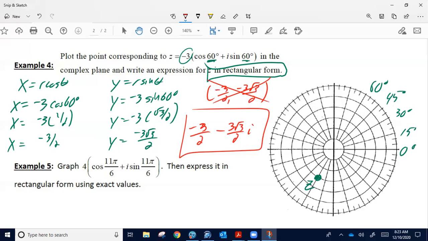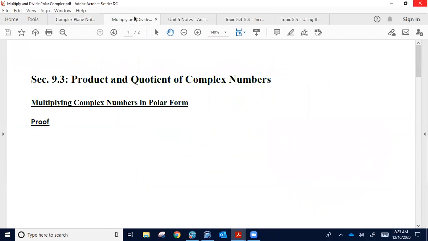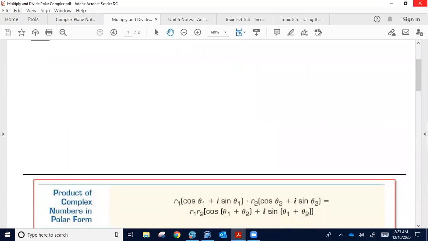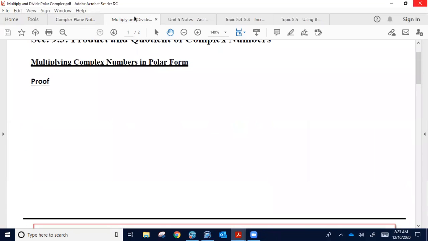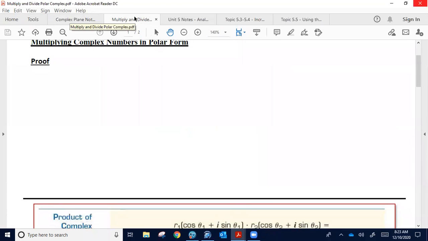Now I'm going to quickly transition to the next page of notes on how we multiply and divide these polar complex numbers. So again, let's flip this to the next page, multiply and divide. Typically, we would go through the proof on this, but with time being what it is, we're going to kind of cut to the chase.